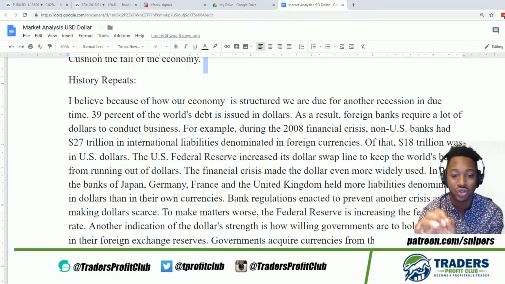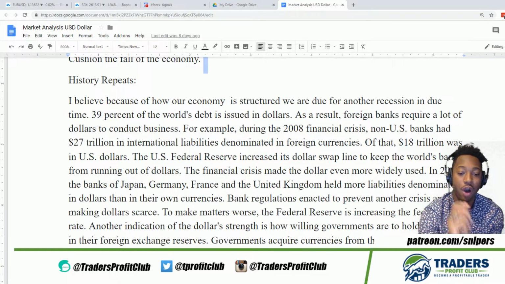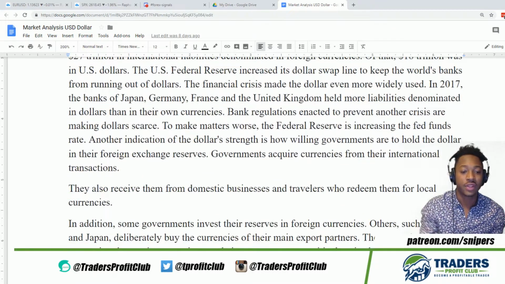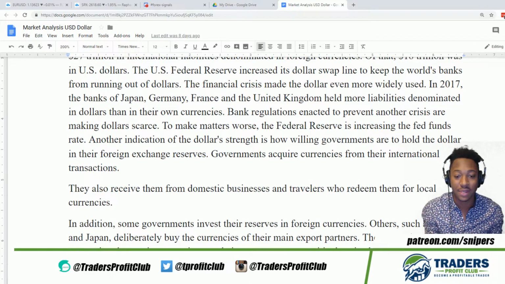Another indication of dollar strength is how willing governments are to hold the dollar in their foreign exchange reserves, right? 64% of all Federal Reserves are in the reserve. So governments acquire currencies from international transactions. They also receive them from domestic businesses and travelers who redeem them for local currencies.